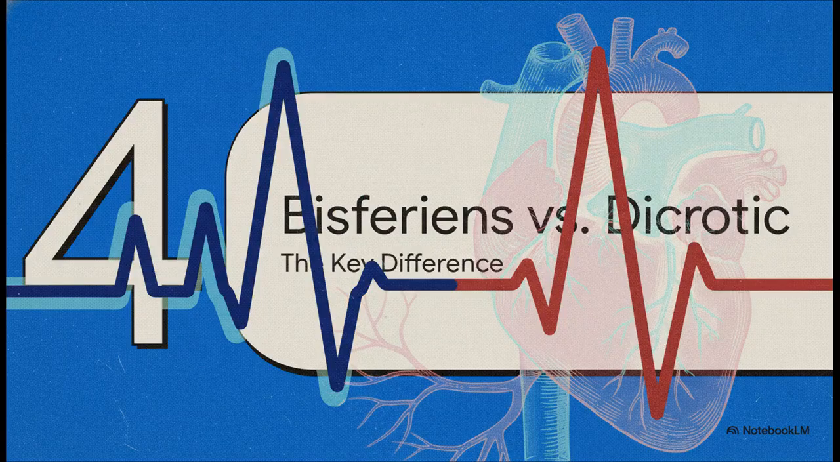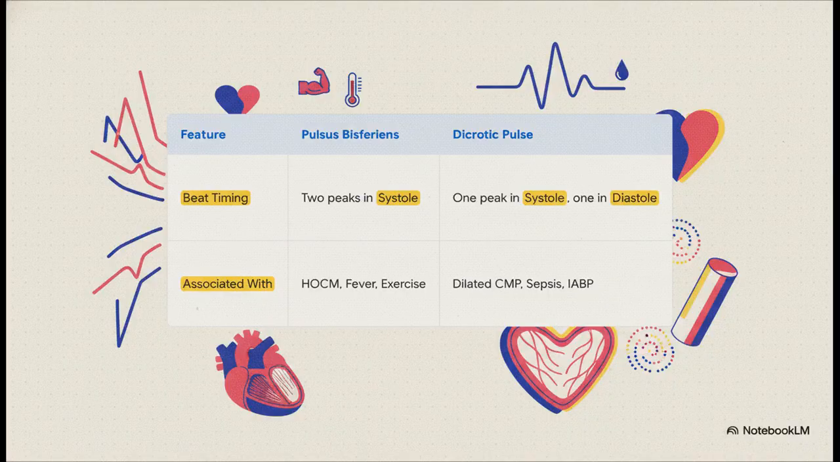Well, the answer comes down to telling the difference between a Pulsus Bisferiens and a Dicrotic pulse. They both feel like a double beat, but what's happening inside the body is totally different. And the key is understanding one incredibly simple rule about their timing. It all comes down to timing.